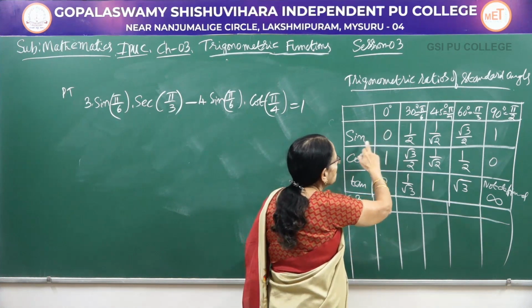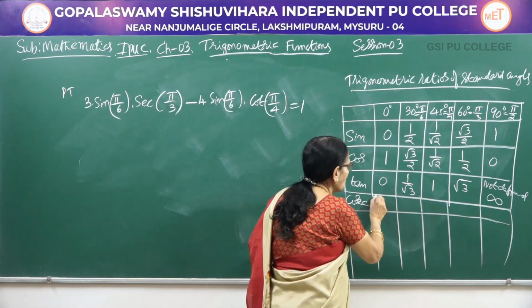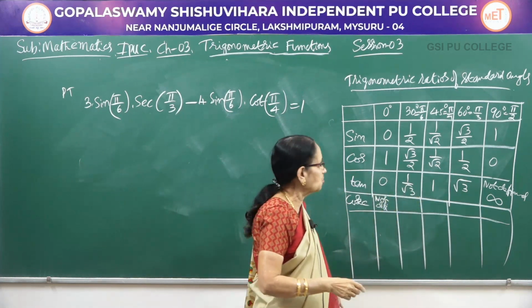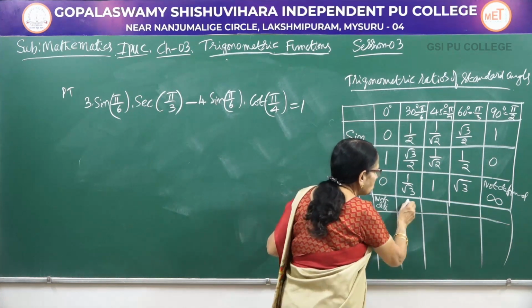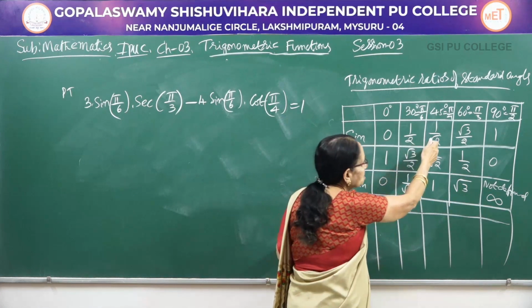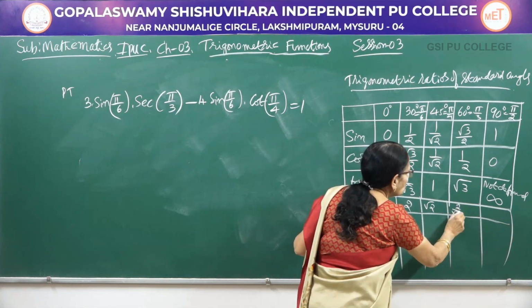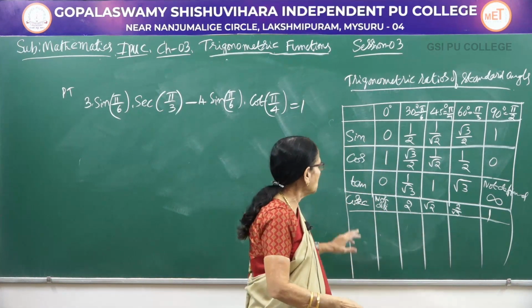Now cosecant 0: you know that cosecant theta is 1 by sin theta. That is 1 by 0, which means you have to write not defined, or you can use the notation infinity. Similarly, cosecant 30 is the reciprocal of 1 by 2, which is 2, and the reciprocal of this one is root 2, then it becomes 2 by root 3, and this would be equal to 1. The reciprocal of 1 is 1 only.